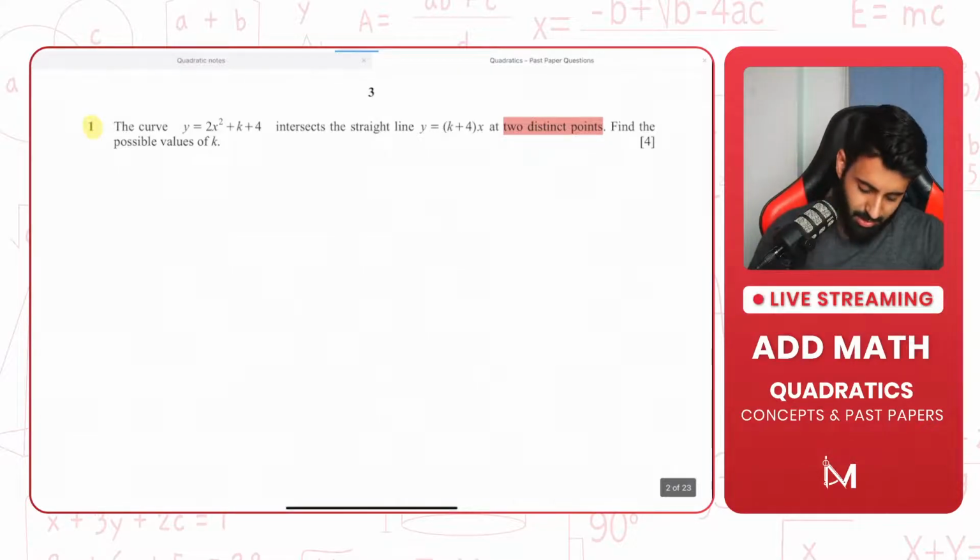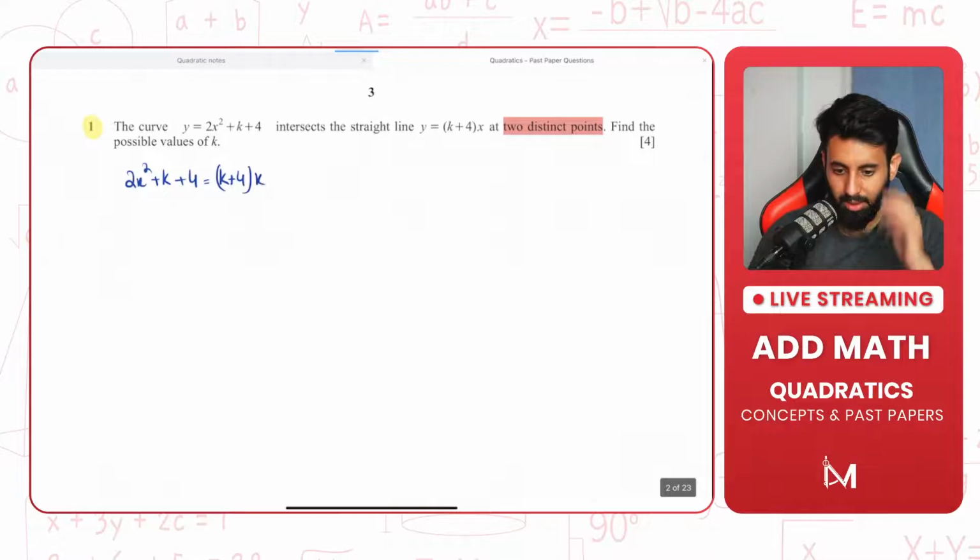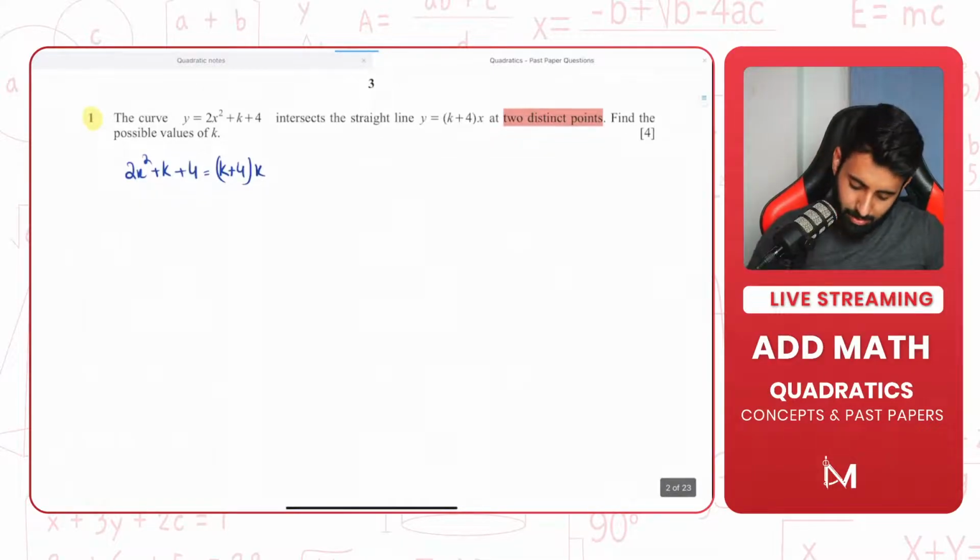Okay, so first thing you do is, let's say you wanted to find out the point of intersection. In that case, you would have just solved them simultaneously. So that's what we're going to do. 2k square plus k plus 4, and we're going to equate this with k plus 4 x. Now you can open this if you want. If you don't, that's also perfectly all right, because the coefficient of x is the way that we want it to be.